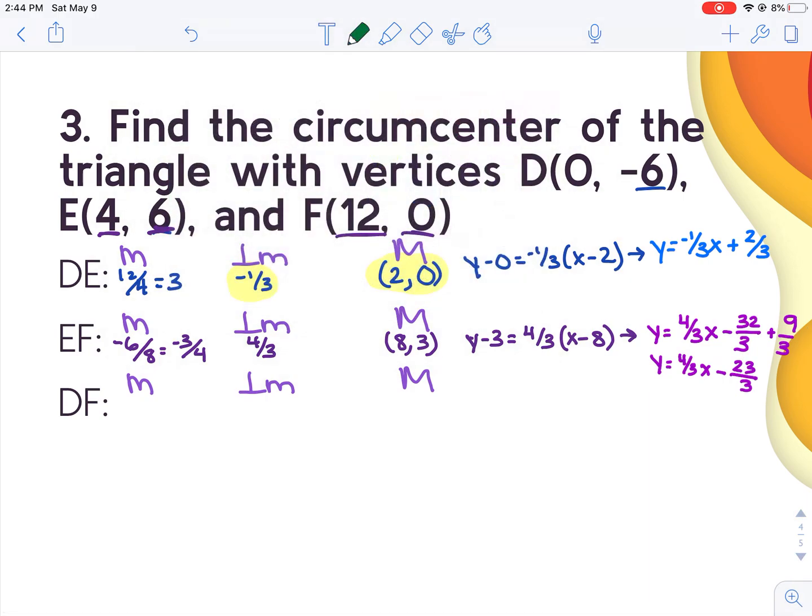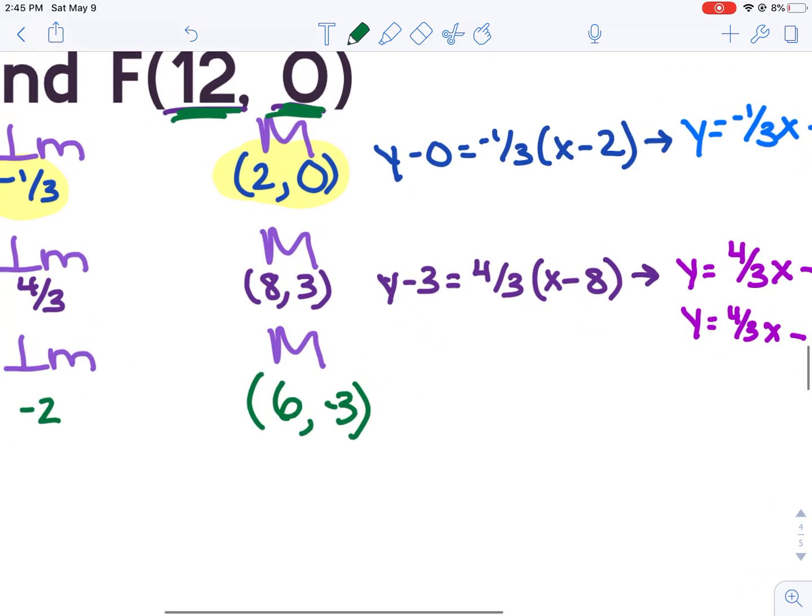So I'm going to find one more line, and hopefully it's a little bit nicer than that last one. That slope is going up 6, and my y value is going up 12. So that is 1/2. My perpendicular slope then is negative 2. My midpoint halfway between 0 and 12 is 6. Halfway between negative 6 and 0 is negative 3. And I can already tell this is going to be a much nicer equation.